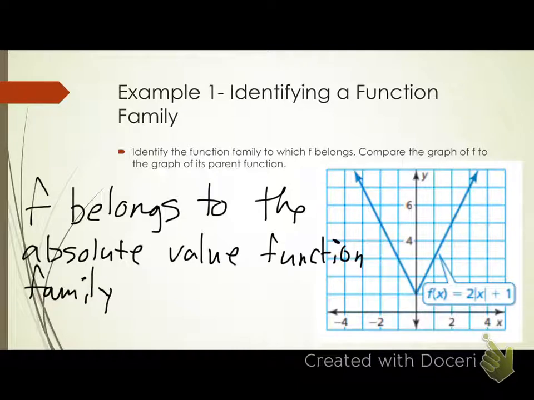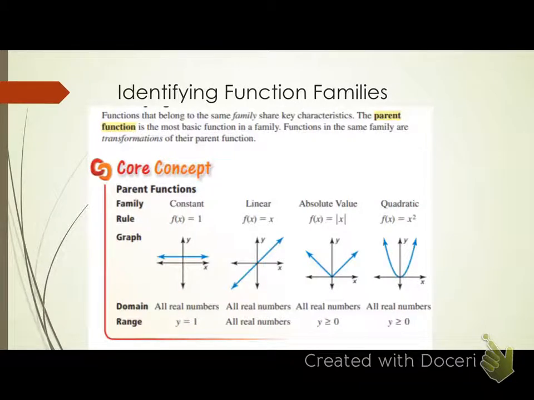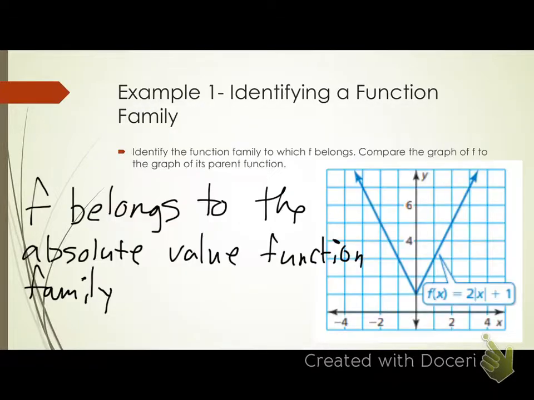Does everyone see that? What would the function family be if it was a straight line? Linear. If it was a U shape, what would we call it? Quadratic. I want you to use these words when you're describing what family they belong to: constant, linear, absolute value, quadratic. Okay? Does that make sense?